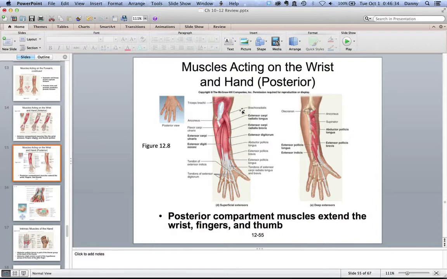And then the posterior wrist, these are all going to be extensors, except for abductor pollicis longus, which is the only one that's not called an extensor. But the name tells you everything you need to know. It's an abductor of the thumb, and it's the long one. And if you remember, there was one hand muscle that I asked you to know, and that's abductor pollicis brevis, and we'll see that here in a couple slides.